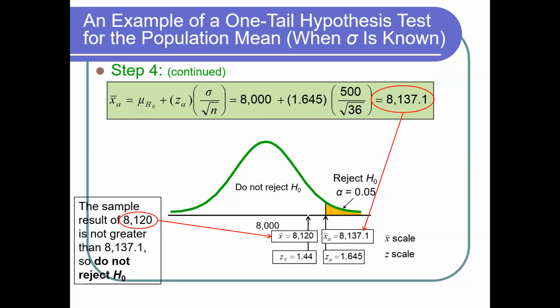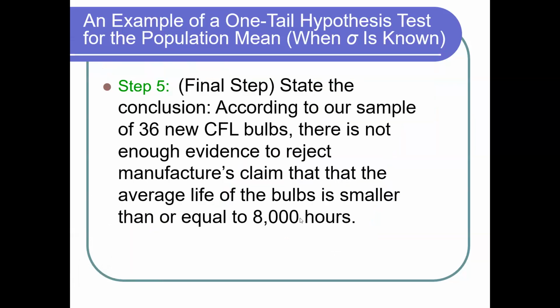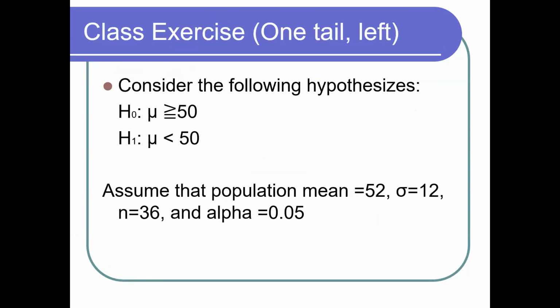That means we support the argument that the light bulb life is now greater than 8,000 hours. But unfortunately, our x bar is here, so we do not reject the null hypothesis. So there's not enough evidence to claim that the average light bulb life is greater than 8,000 hours.